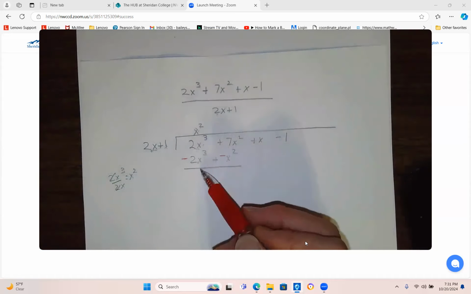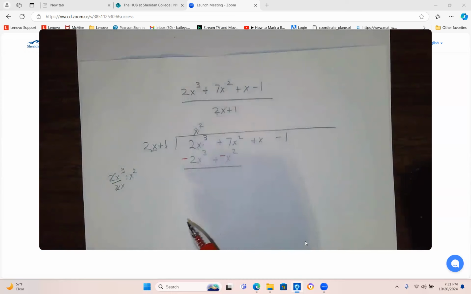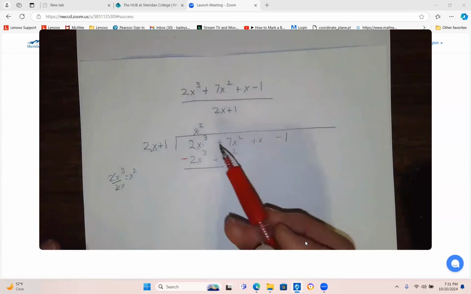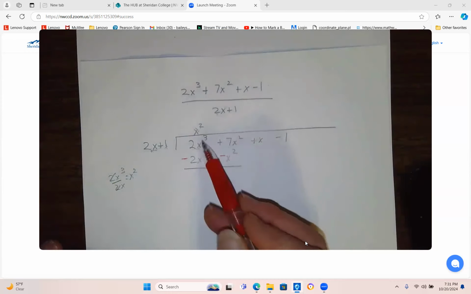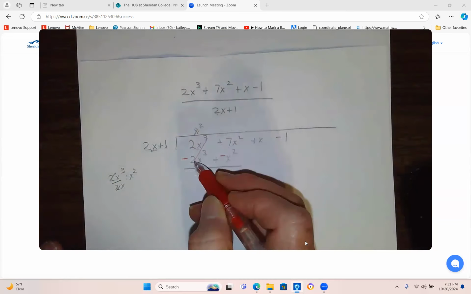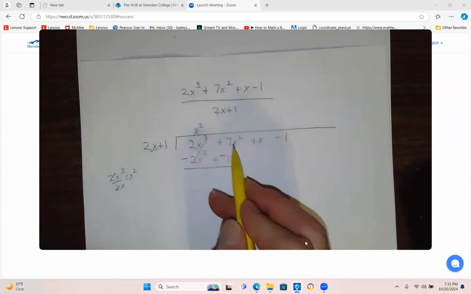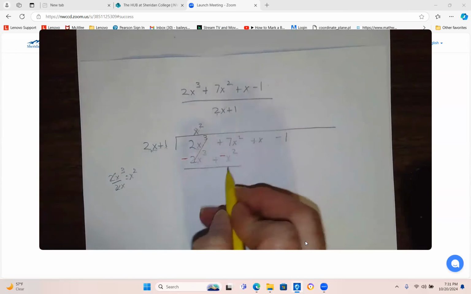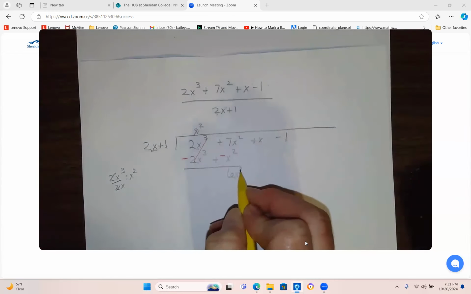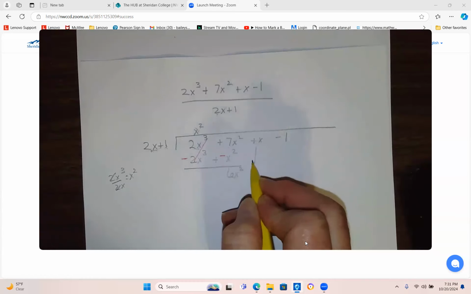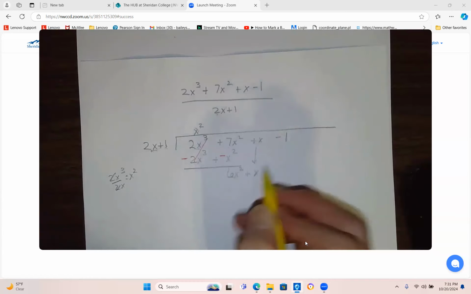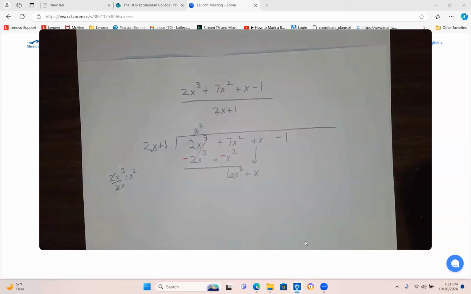If you've done it correctly, when you add these, they'll drop out, always. And then 7x squared and a minus 1x squared is 6x squared. And then you bring down, unfortunately, sometimes it's just a lot of practice. Bring down the x, the next term. We do the whole thing again.